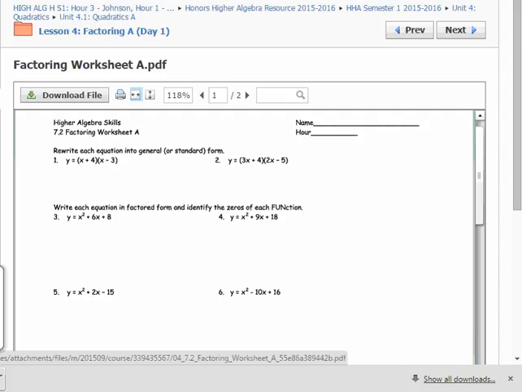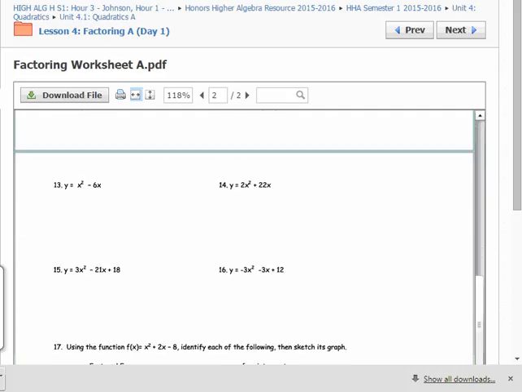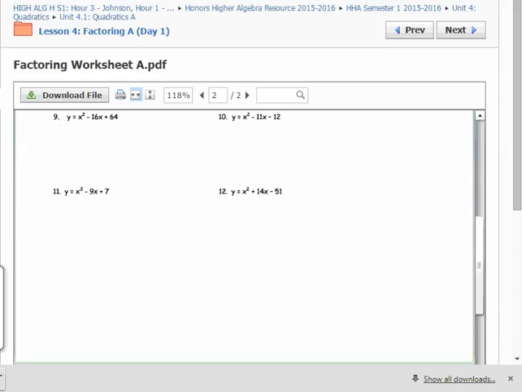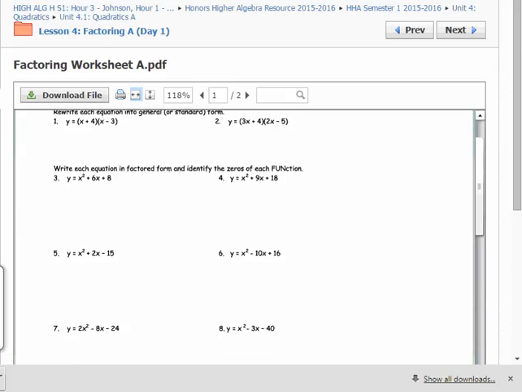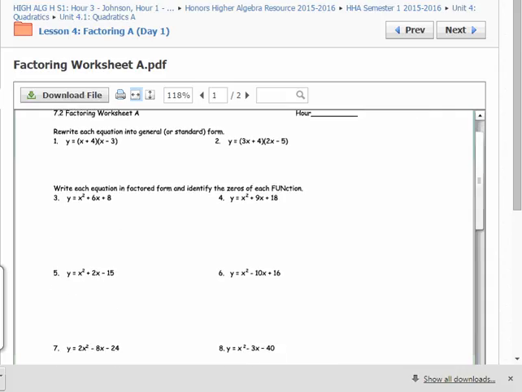Given how much time we have, or in this case don't have, I'm not going to have you do all of them. We're going to skip a few. We're going to do 1 and 2, and then we're going to skip a few. Number 1 says rewrite this into general or standard form.